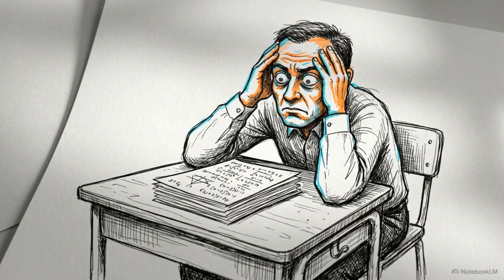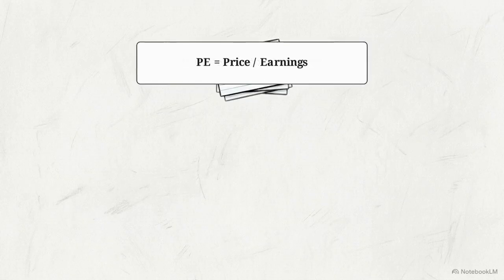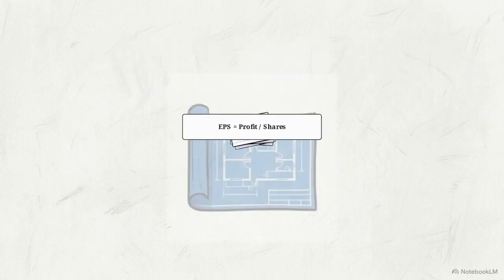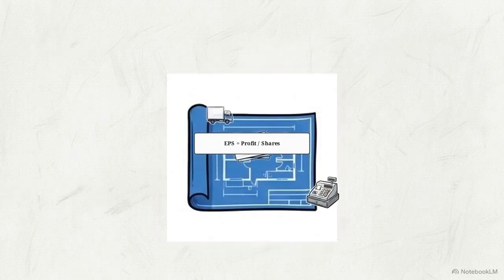A common trap new investors fall into is treating financial ratios like a high school math test. They memorize isolated formulas for a few days, pass an arbitrary test, and completely fail to understand how those numbers connect to the daily operations of a business.